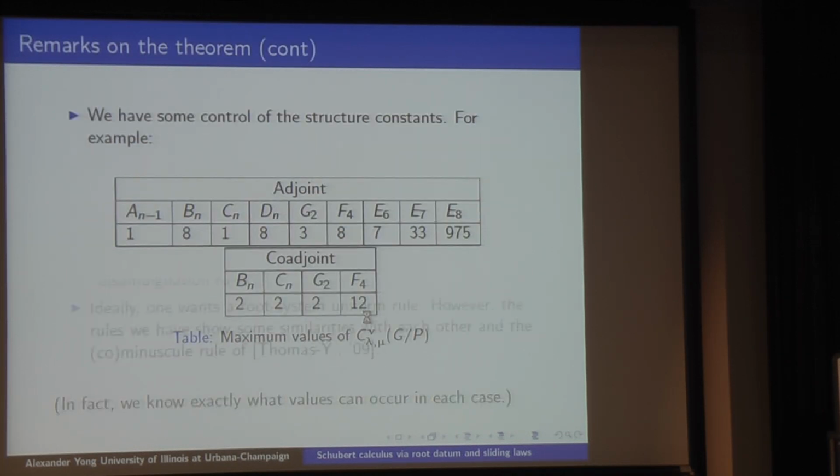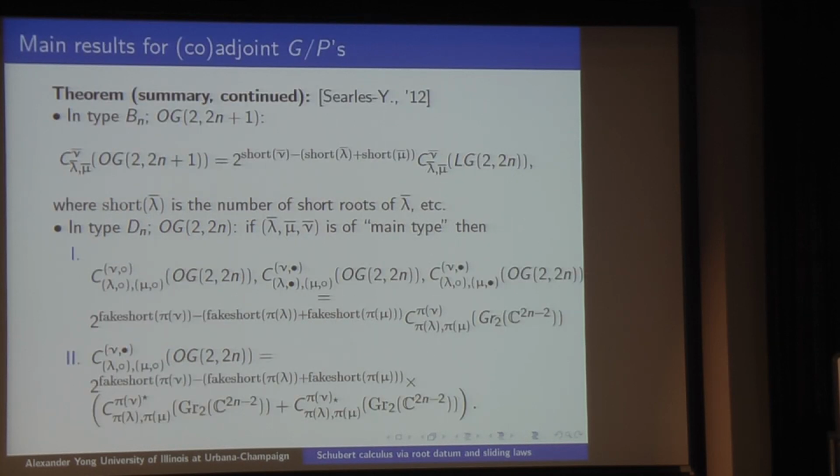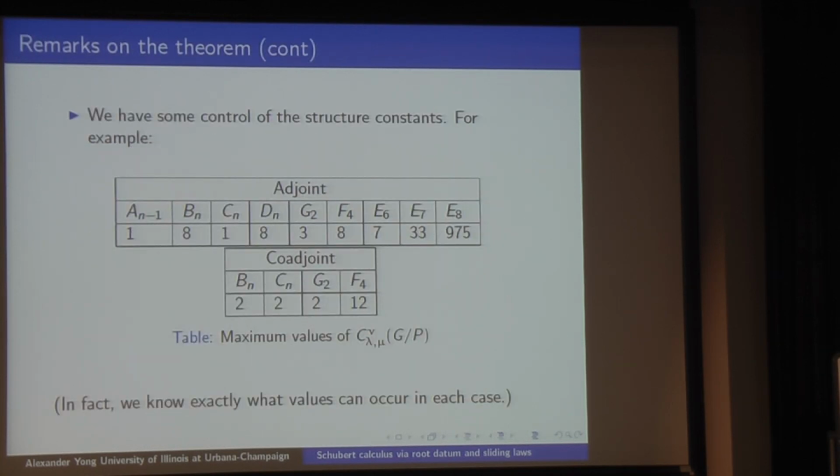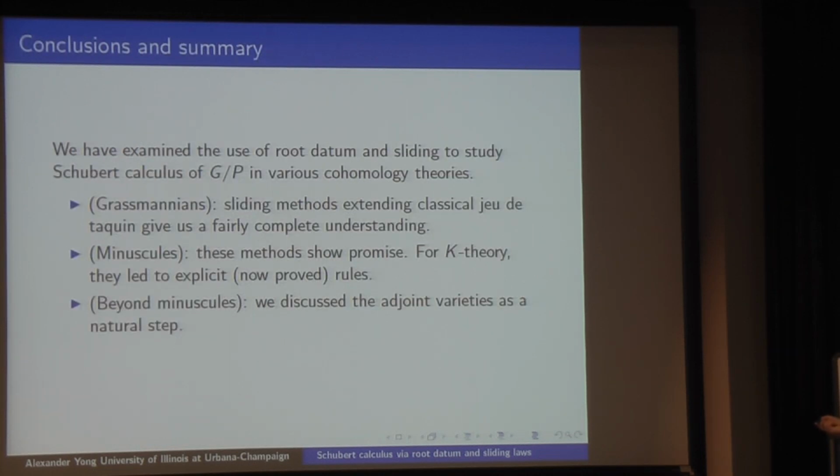Now, these rules actually give us very strong control of the numbers. For example, here are the maximum values that can occur in every one of the adjoint and coadjoint types. Now, in the exceptional types, we actually use a presentation due to Chaput and Perrin. But in the classical types, we actually know by theorem what the maximum numbers are. In fact, what all the numbers are. In type B and D, I believe they're just powers of 2. So we have very strong control in that sense.